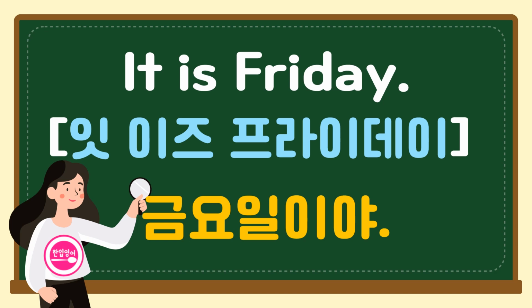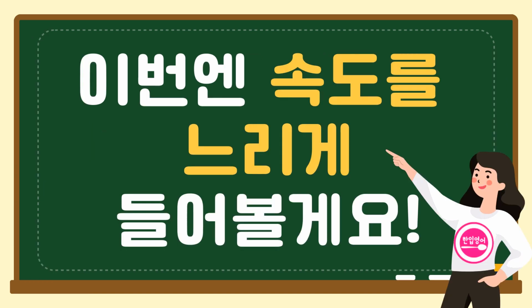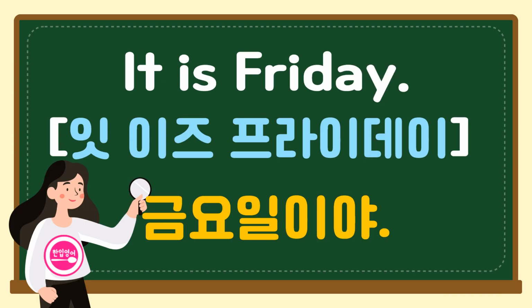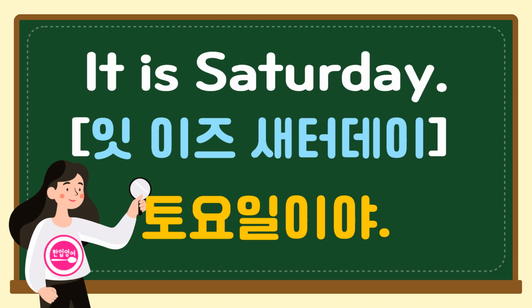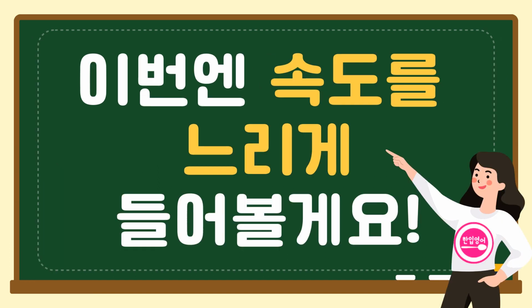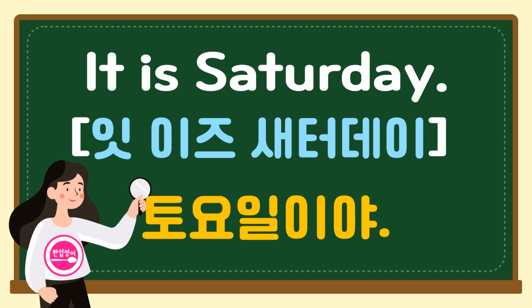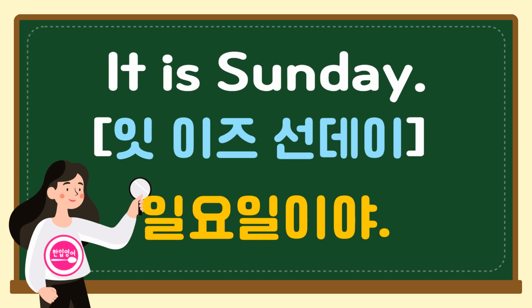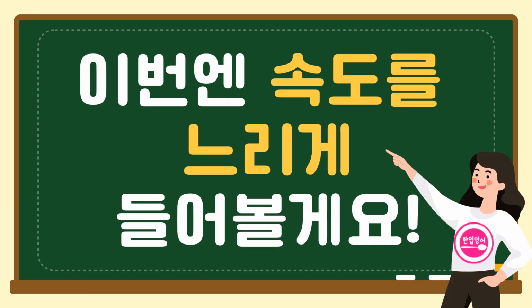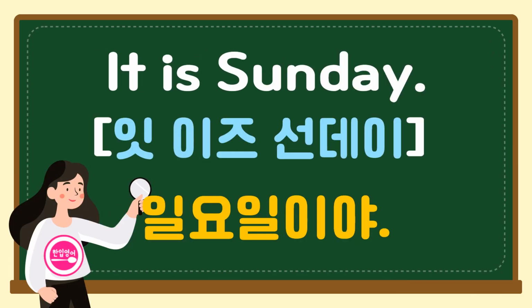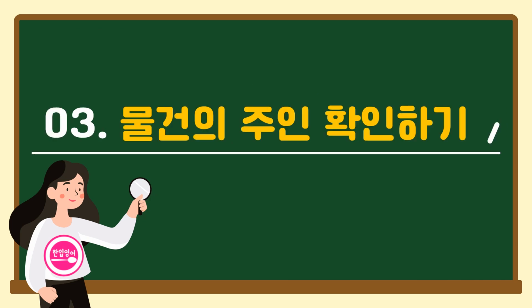It is Friday. 토요일이야. It is Saturday. 일요일이야. It is Sunday. 물건의 주인 확인하기.